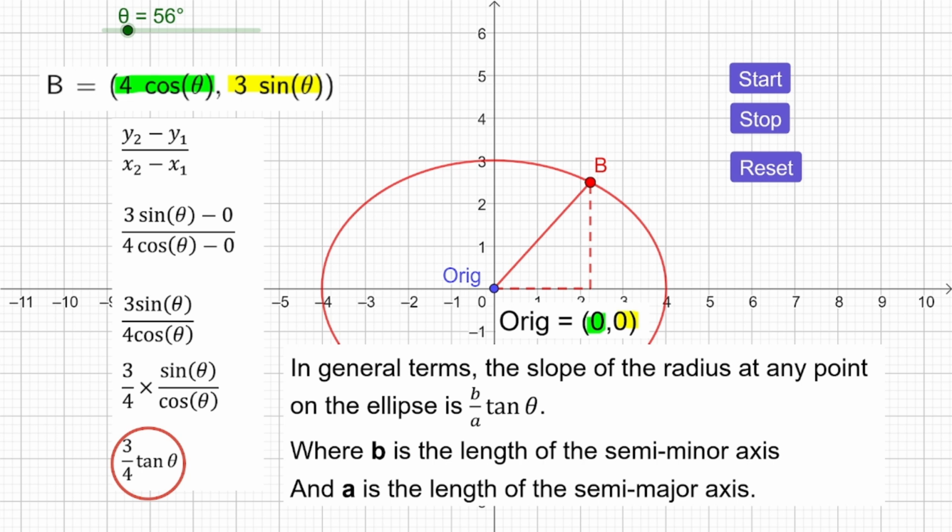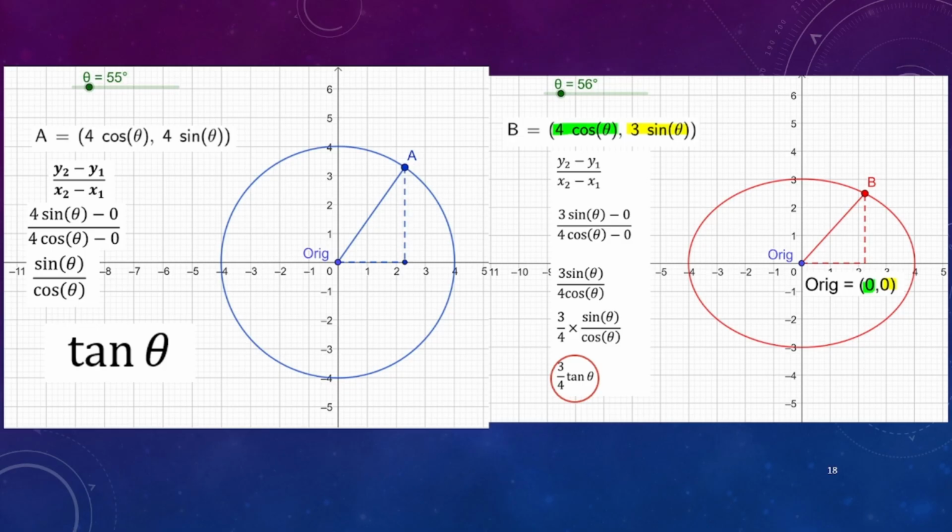In general terms, if we leave our ellipse elongated along the x-axis as we've done here, the slope of the radius at any point on the ellipse is b over a times the tangent of theta, where b is the length of the semi-minor axis and a is the length of the semi-major axis.